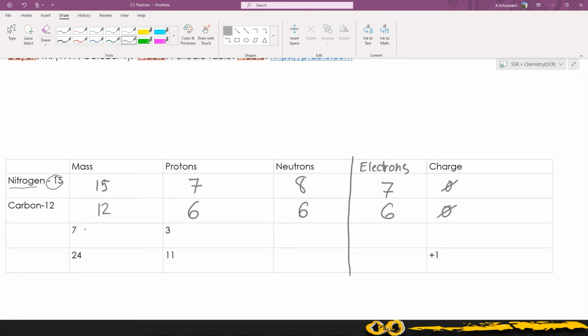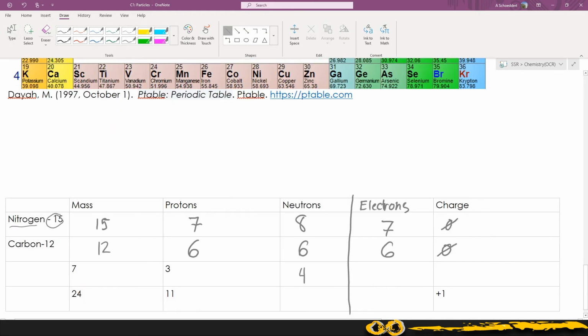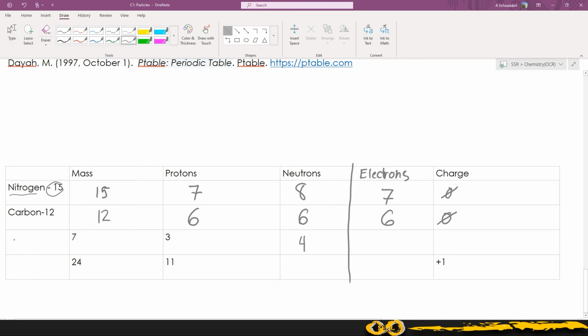Next, we've got an atom with a mass of 7 and proton number of 3. We know that the number of neutrons would be 7 minus 3, and that will be 4. Then we need to find what atom this is. If we look at the number of protons, we're looking for atomic number 3, and that is lithium. The isotope here we're dealing with is lithium-7. There is no charge given to us, so that must mean that there are 3 electrons and no overall charge.